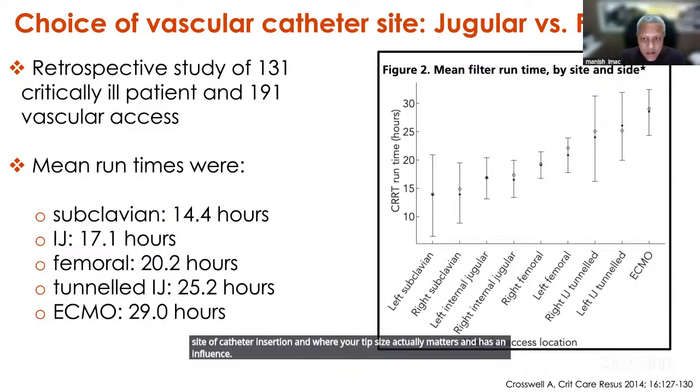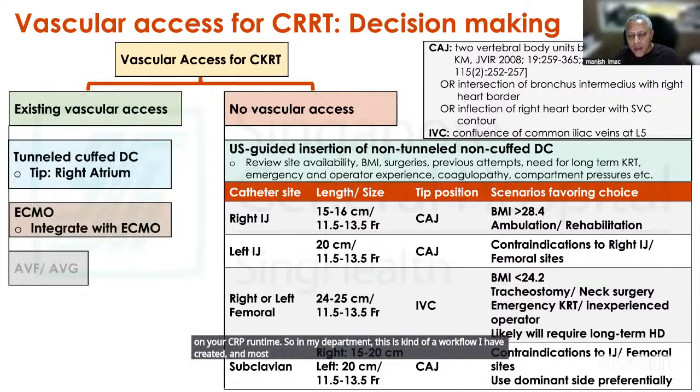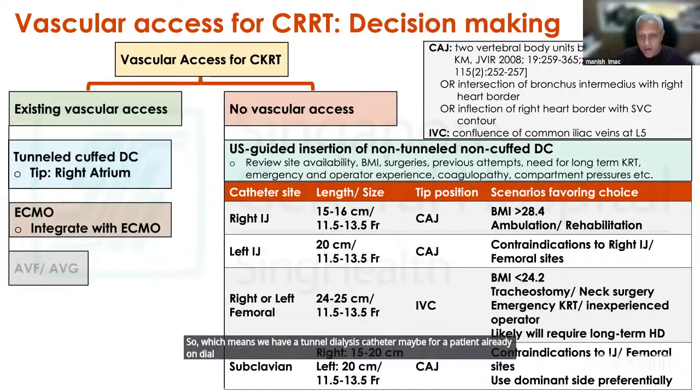So in my department, this is a workflow I have created, and most of my senior residents, when they are doing the planning for catheter insertion, they follow this table. So of course, first thing we always look for is if we have an existing vascular access. Which means if you have a tunnel dialysis catheter, maybe for a patient already on dialysis, of course, that is the catheter we use. If they are on ECMO, we integrate our CRRT with ECMO.